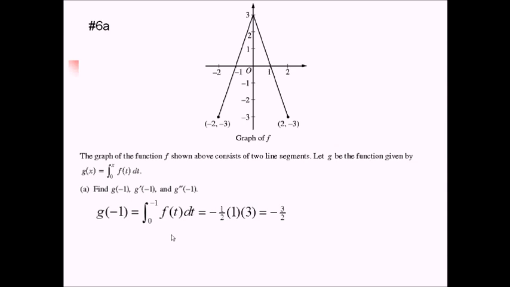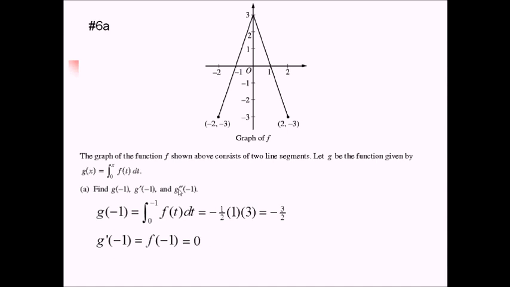Moving on now to g prime of negative 1. Well, g prime of x is really f of x if you take the derivative of this integral with x in the upper limit. So that means that g prime of negative 1 is really f of negative 1, which is just the value of the f function at negative 1. Right here, that's going to be y equals 0.